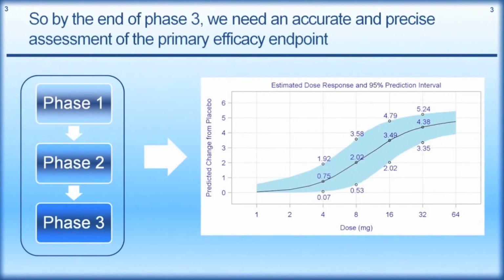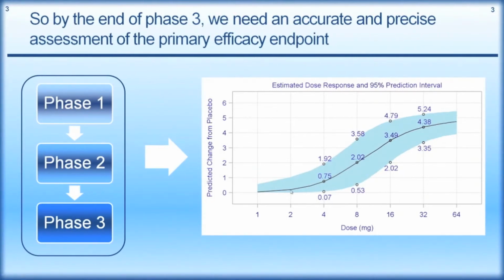So by the end of phase 3, we would need an accurate and precise assessment of the primary efficacy endpoint. Here is an example shown where we can see that as we increase with dose, we increase with effect. And here the shaded area is a 95% prediction interval. So we think at 16 milligrams, for example, we think the effect is around 3.5, but it could be up as high as 4.8 or down as low as 2.